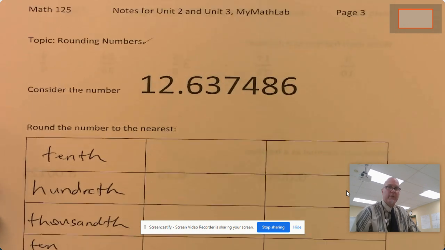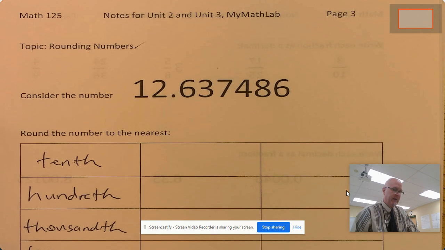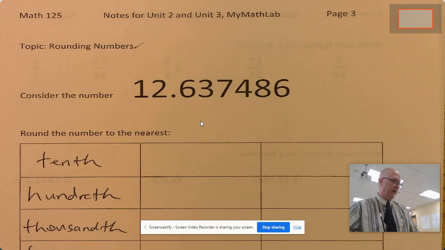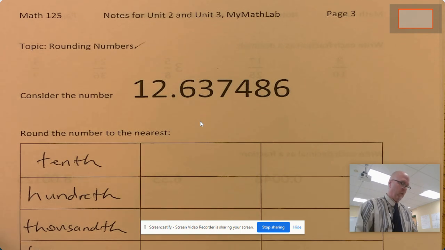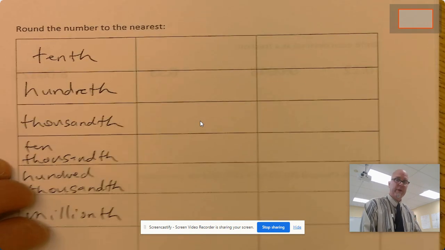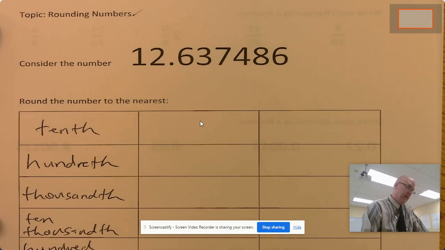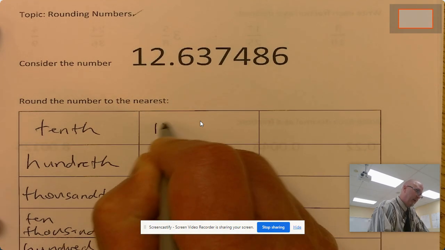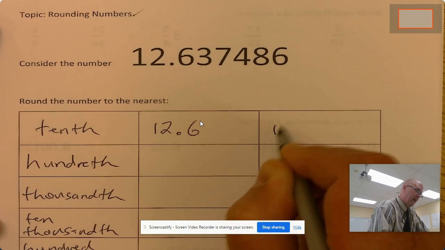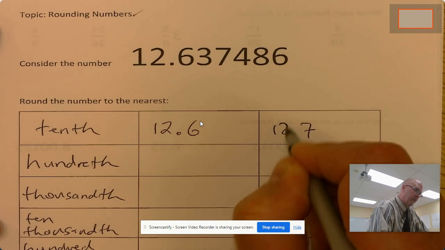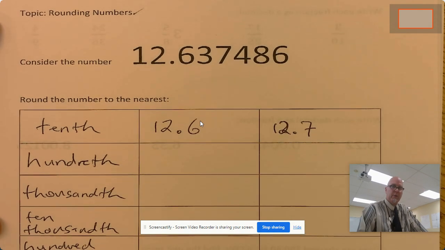I apologize if I didn't bring up what Unit 3 is about. Unit 3 is not about fractions at all. Unit 3 is about decimals. And there's going to be a lot more easy things going on in Unit 3 with decimals than with fractions for various reasons. So part of our work on that begins with rounding a number like 12.637486 to the nearest tenth. Just like we did with rounding previously, I'm going to write down 2 answers, and we're going to talk about which one is correct.